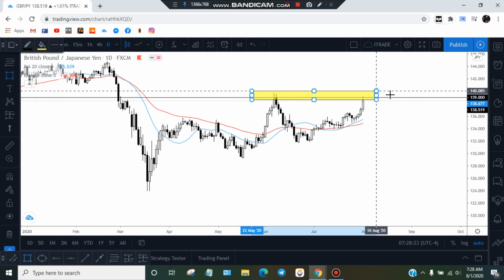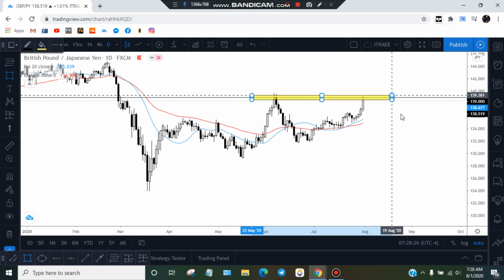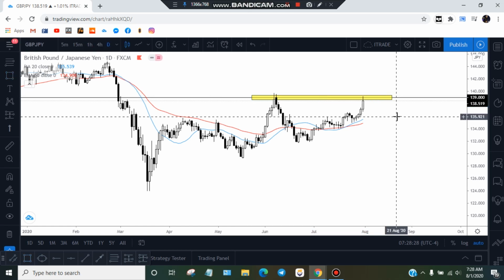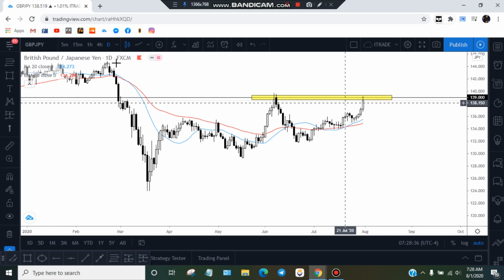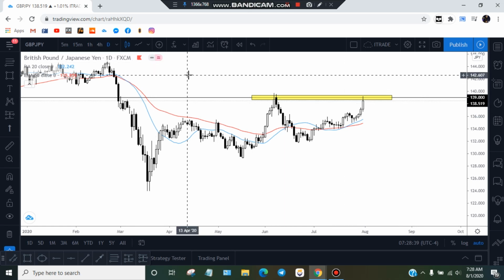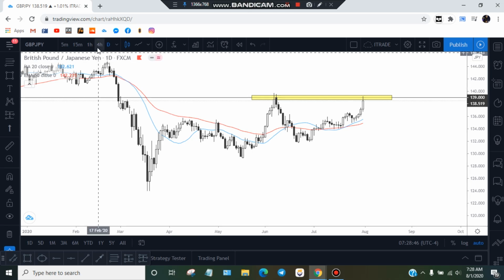After I put my line down, we're going to put our zone around it, because we're not going to wait for the market to exactly touch this line, but we're going to wait for it to touch the zone, the area around it, right? So we know that it's gonna reject, or something's gonna happen at this key level. Something's gonna happen around this area.